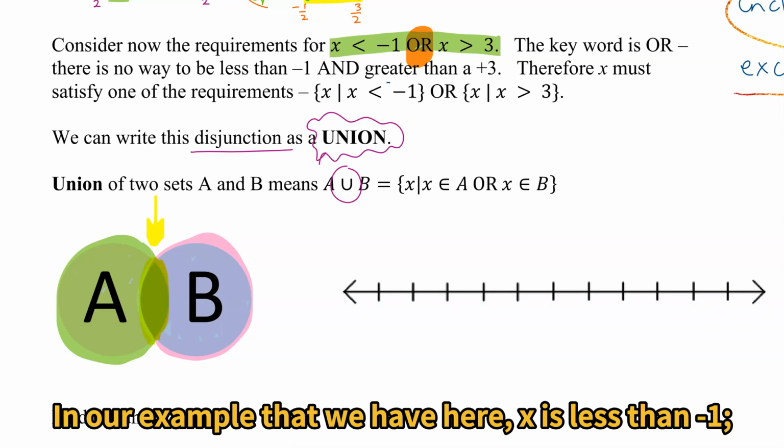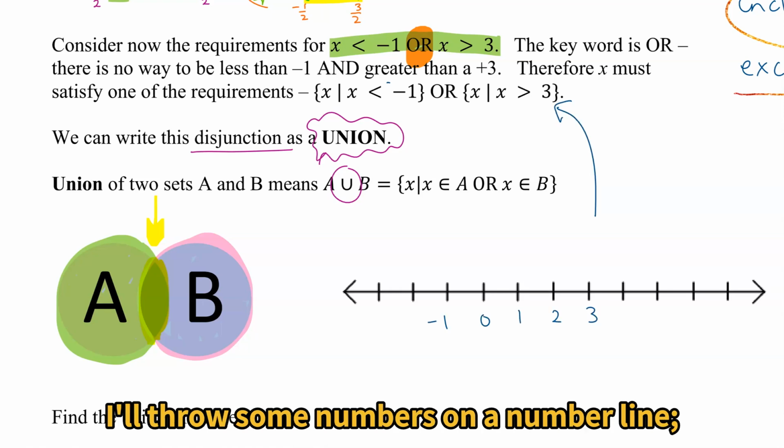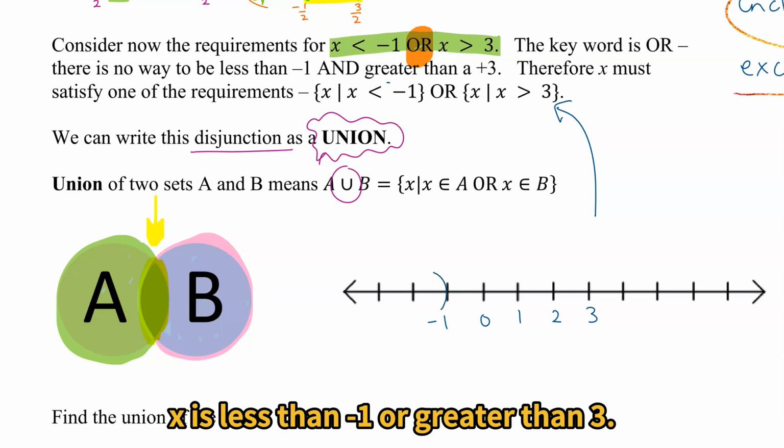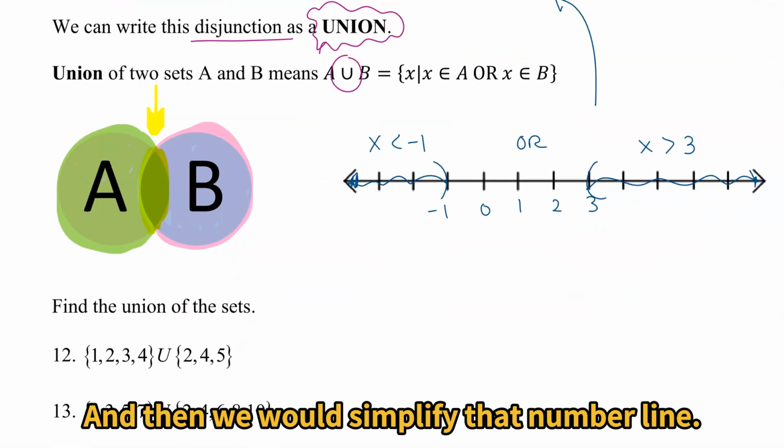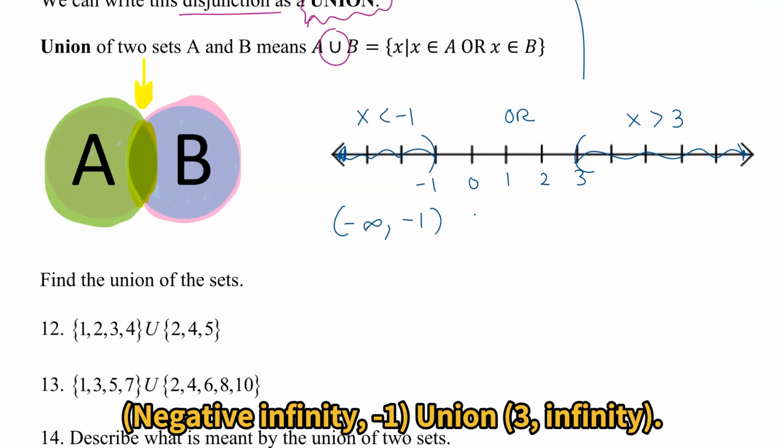In our example that we have here, x is less than -1. We'll throw some numbers on our number line. If x is less than -1 or greater than 3, we would graph the number line like this, x less than -1 or x greater than 3. And then we would simplify that number line: (-infinity, -1) union (3, infinity).